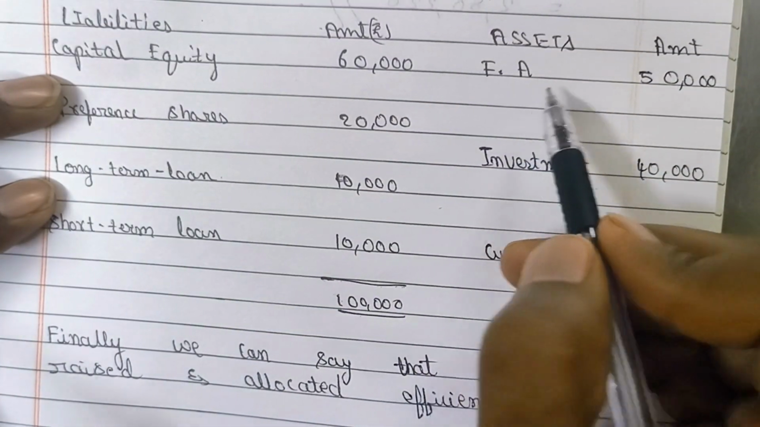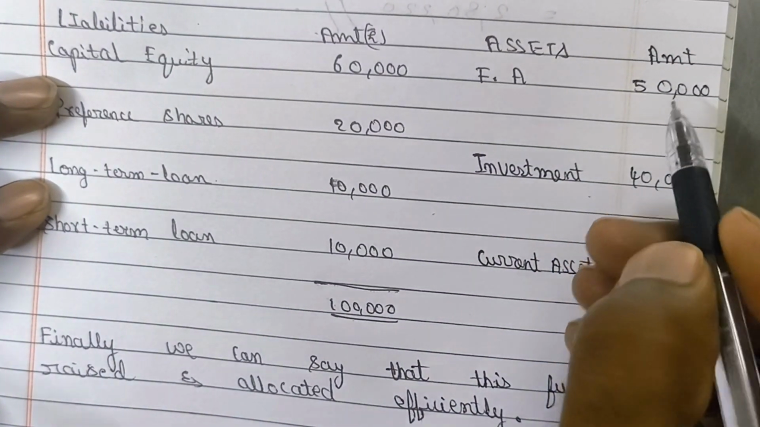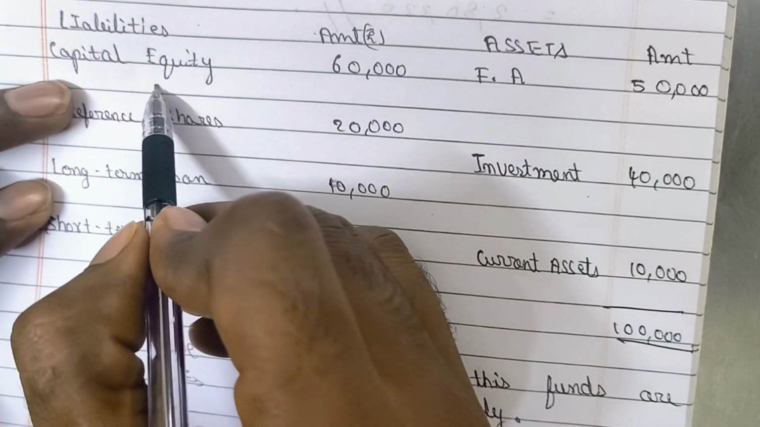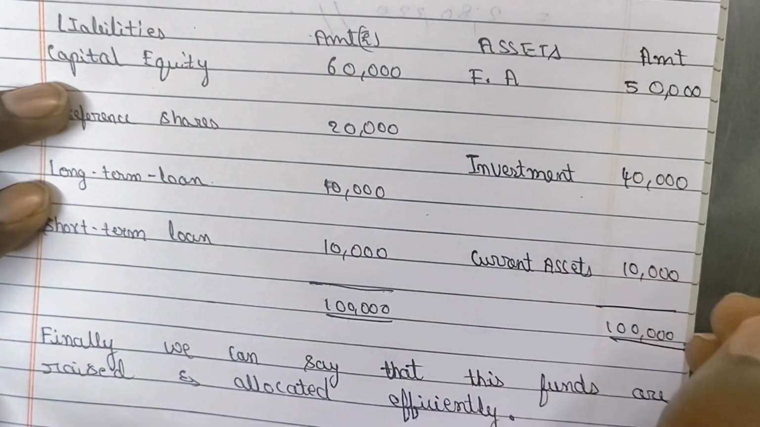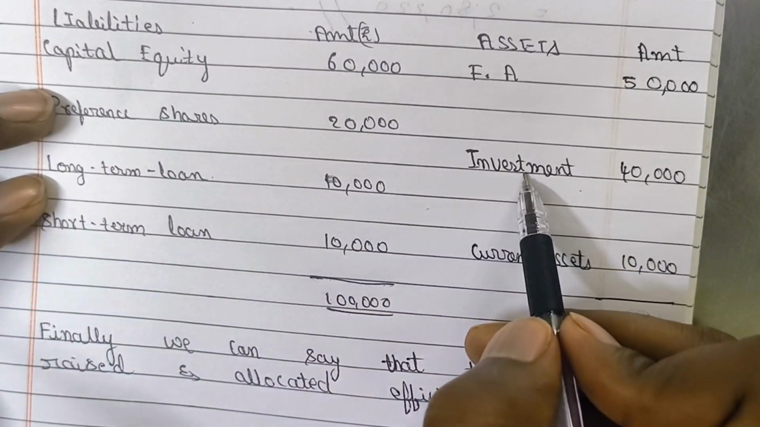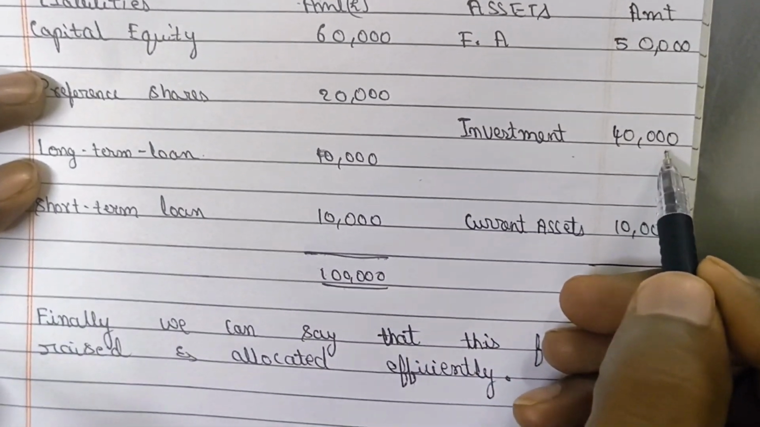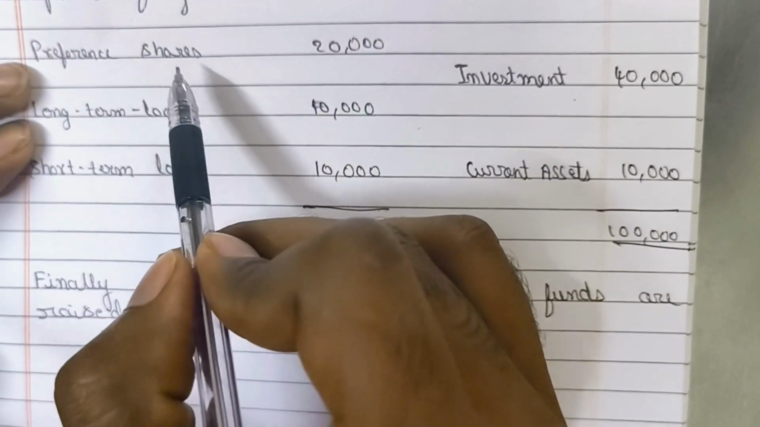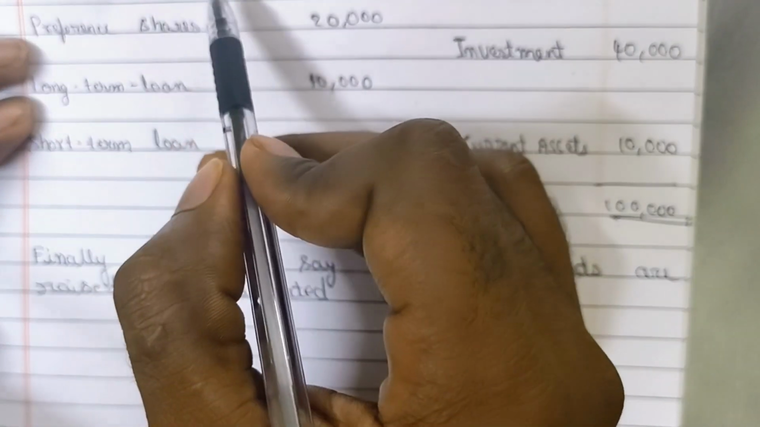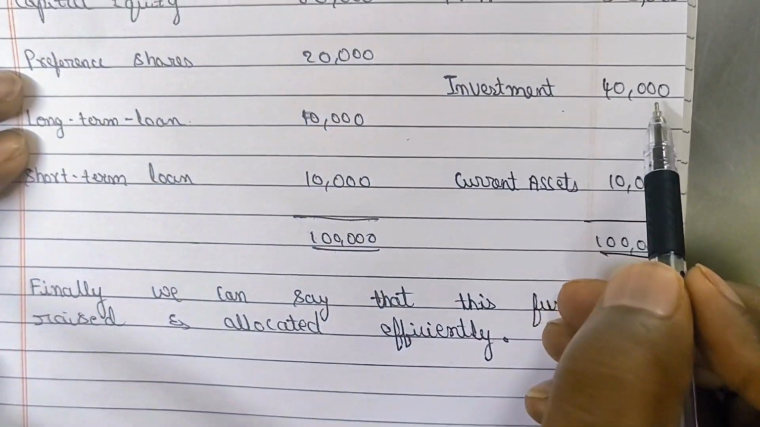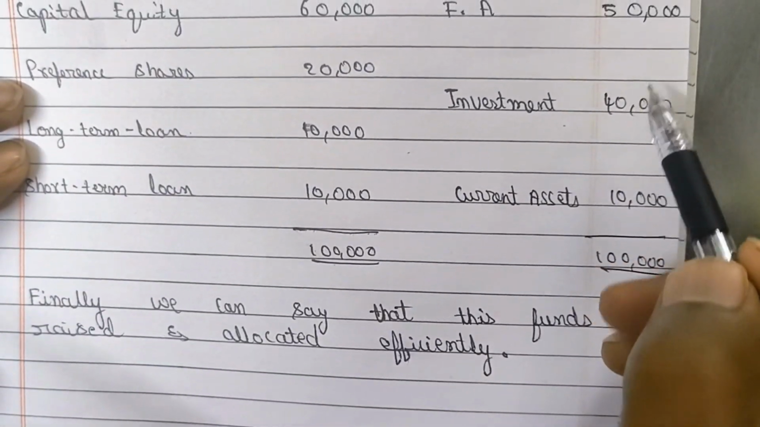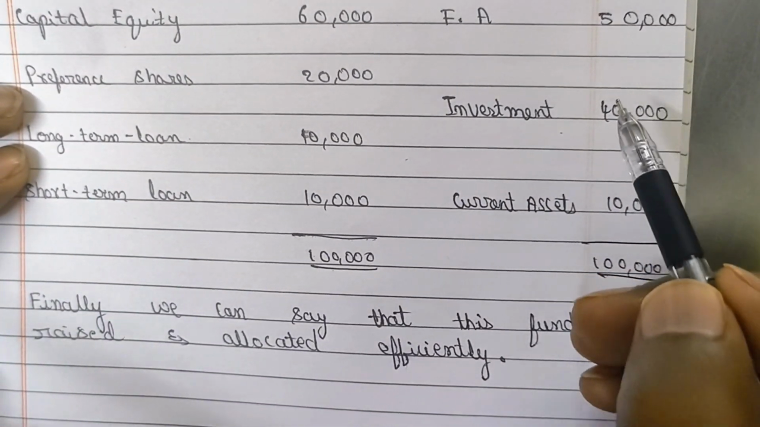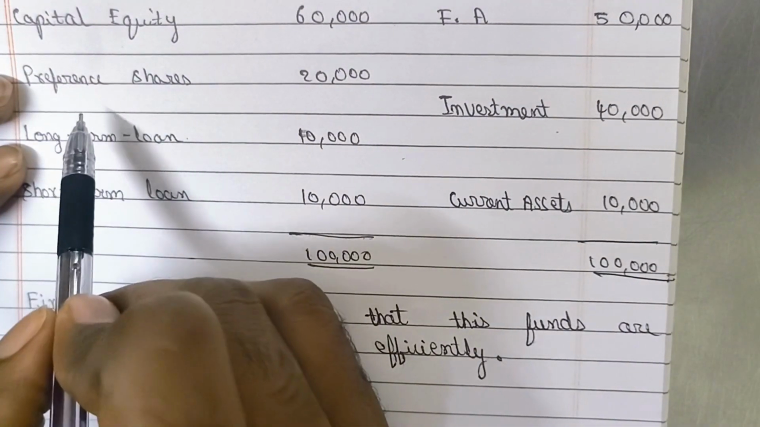First of all, fixed assets. The 50,000 is allocated from the capital equity. In this section, they allocated 50,000 for fixed assets. And the investment of 40,000 is allocated by using preference shares, long-term loan and capital equity. Here it is 40,000. So here are the long-term investments. These two investments should generate more revenue than this cost.